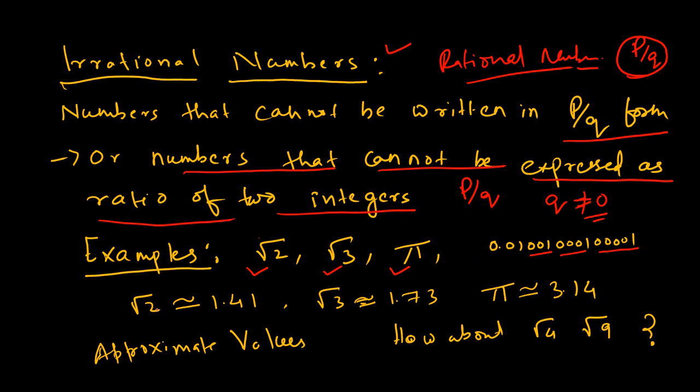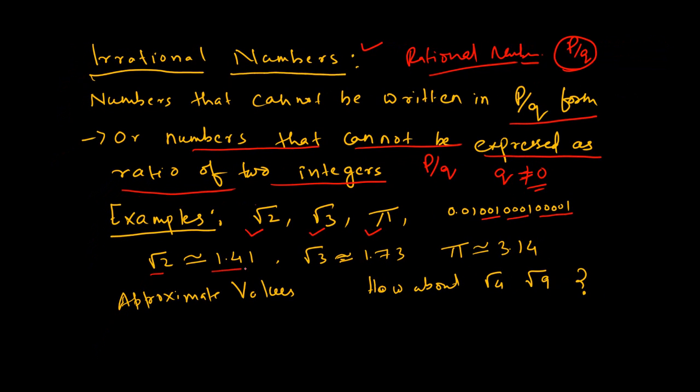Now you might wonder that the values of root 2 or root 3 or pi are known to us, and we can actually express them as a ratio of two integers. Like in the case of root 2, its value is 1.41. So 1.41 can be expressed as 141 divided by 100, right? But 1.41 is not the exact value of root 2, it's the approximate value, right?